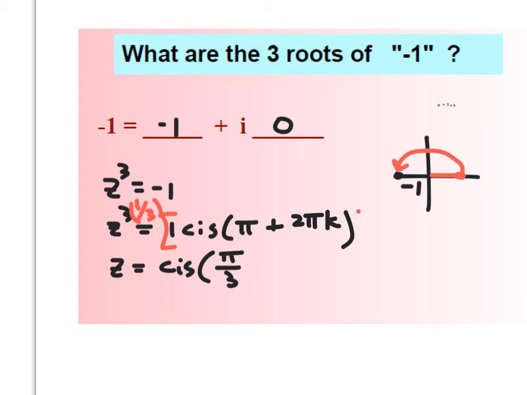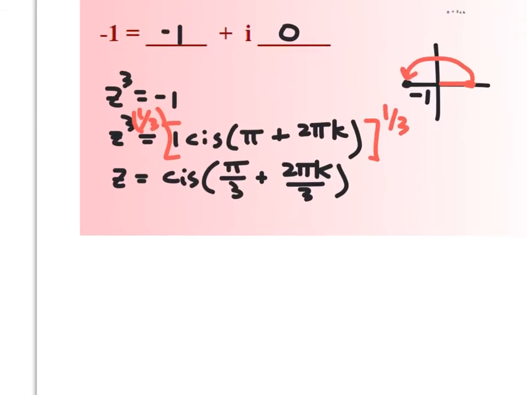Alright, so really what I'm doing is I'm accounting for all possible solutions by doing this. So I distribute that 1/3 to pi, which gives me pi over 3, and then the same thing to the 2 pi k. So that's going to account for every possible root that could happen. Now what I want to do is set k equal to 0, k equal to 1, and k equal to 2.